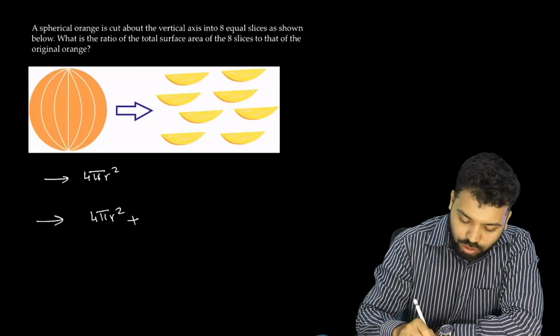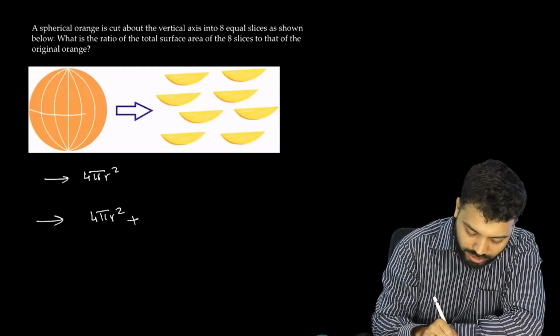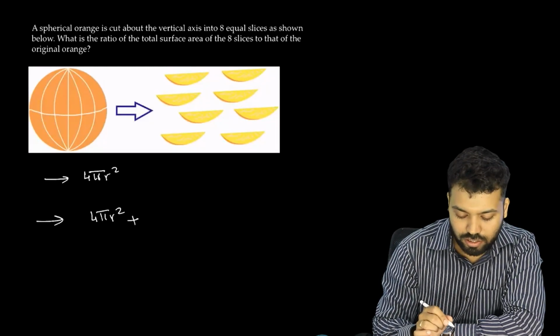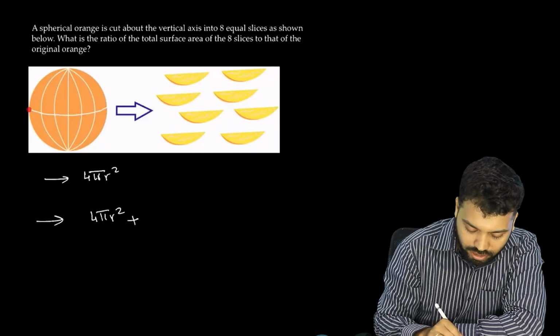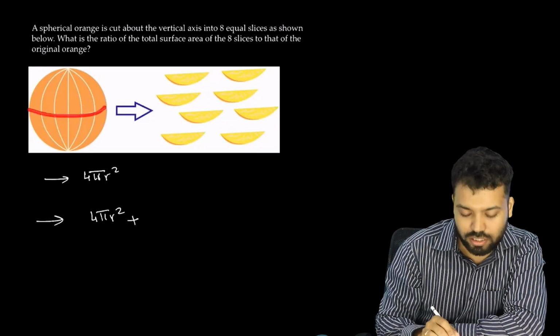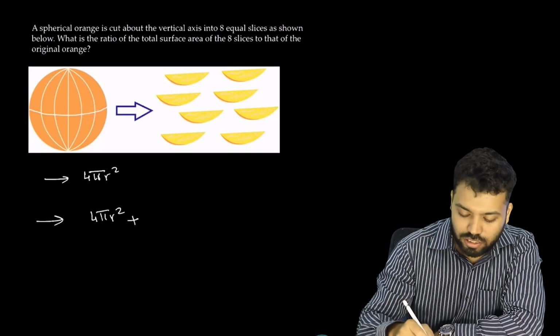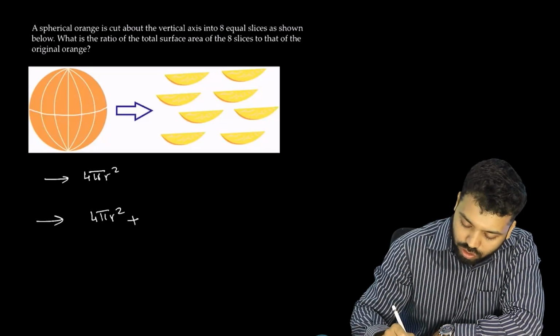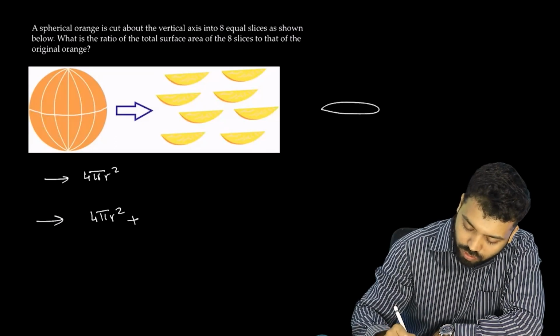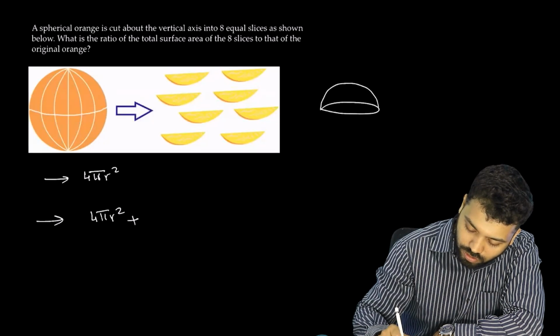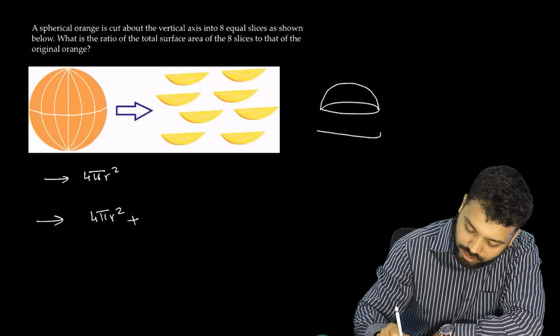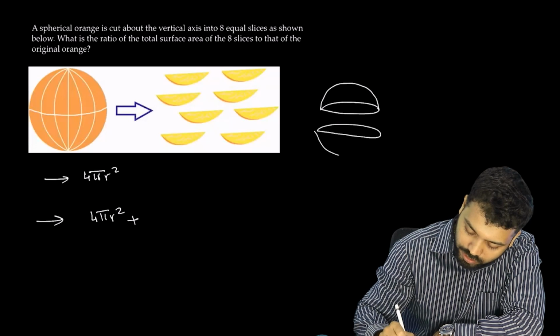Let's say you slice along the horizontal axis like this. I'm just making 2 slices. So what happens that time? You will get one slice like this and you will get another slice like this.